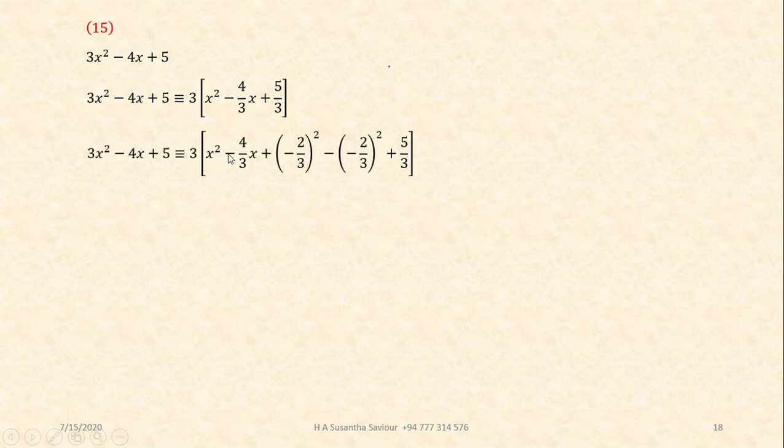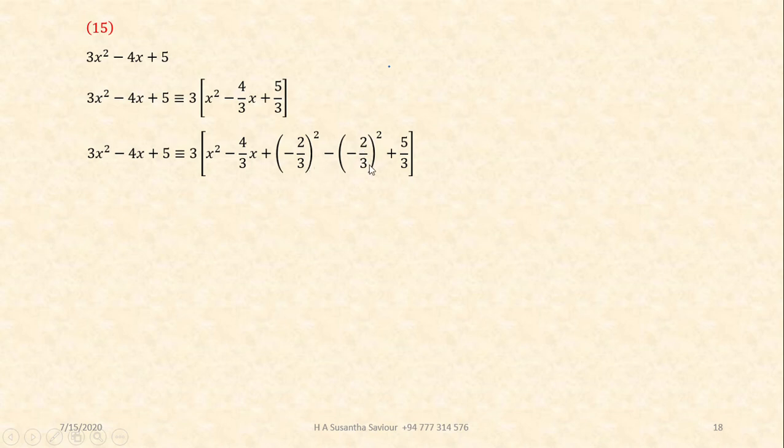In this one also there is a coefficient in front of it. That is 3. So we will take the 3 out. Then we will divide each and every term by 3. So this will be x squared minus 4 over 3 x plus 5 over 3. This 3 is lying outside. Now the coefficient of x is 4 over 3. When you take half of it, it will be 2 over 3. So you square it and then subtract.